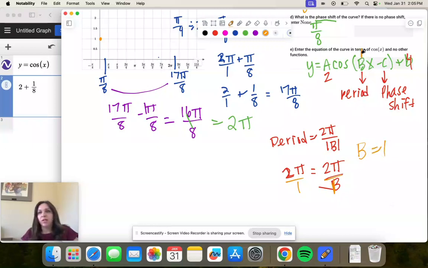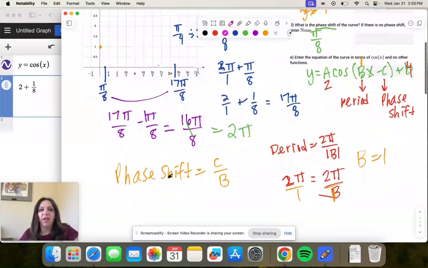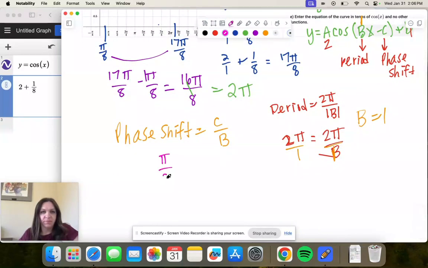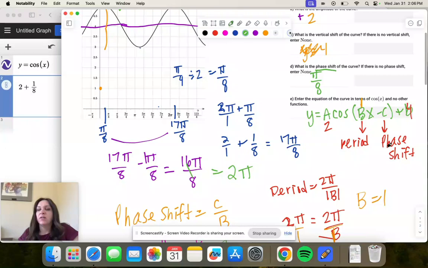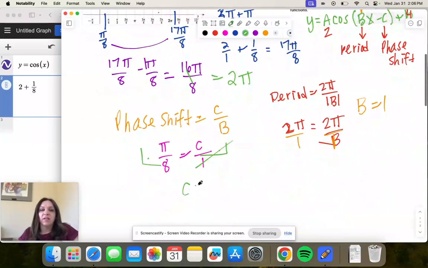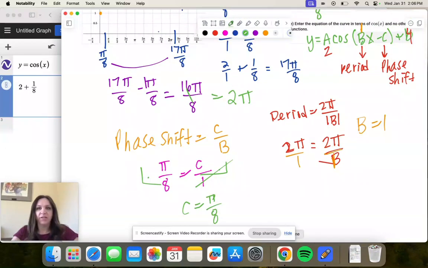So B is 1, and then our phase shift equals C over B. And this one's easy. B is 1. So our phase shift was pi-8ths. We want C, and B is 1. So guess what? Times 1 times 1. C is also pi-8ths. Okay. So C is pi-8ths.